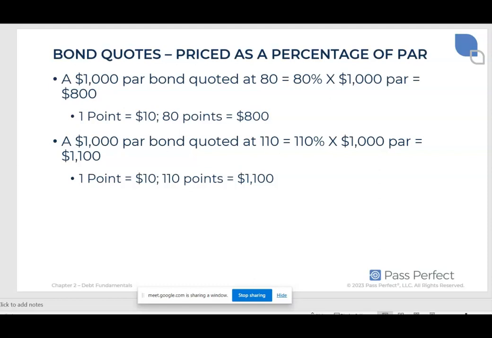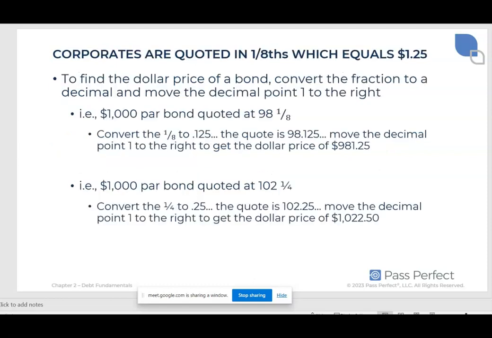That would indicate, by the way, that this is a discount bond, right? It's trading for less than 100% of its par value, so it's trading at a discount to par value, in this case $800. Now, if the price was quoted at 110, again that's shorthand for 110% of its par value. If it's 110 points and every point is $10, it's $1,100. So you can take the number they give you and multiply by 10, or move the decimal point one place to the right. It all works out the same way. This one, of course, is $1,100. This indicates it's a premium bond, trading at a premium over and above its $1,000 par value.